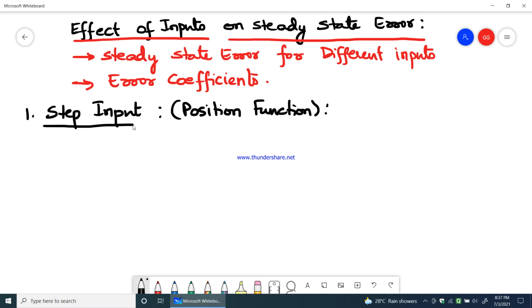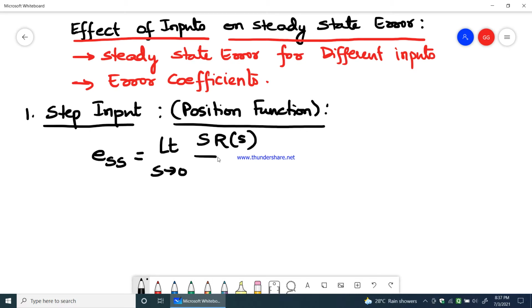Yes, so first of all, we know the expression for the steady state error, which we have derived in the previous video. ESS equals limit s tends to 0, s into R of s divided by 1 plus G of s into H of s. This is the common expression of steady state error which we normally use to find out the steady state error for different types of inputs when we apply them.